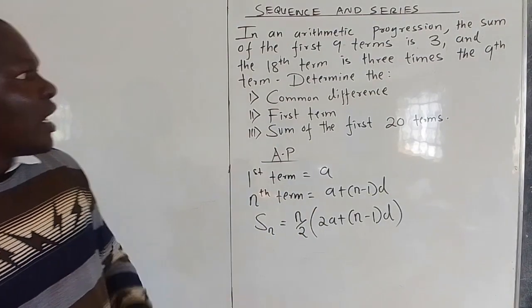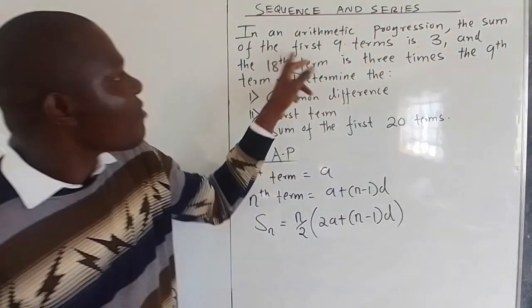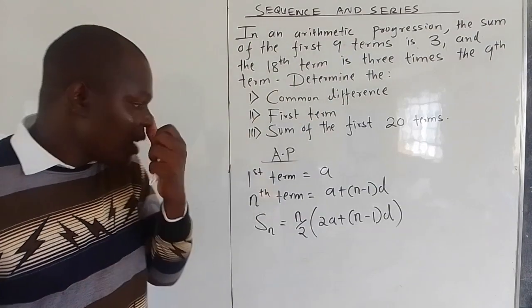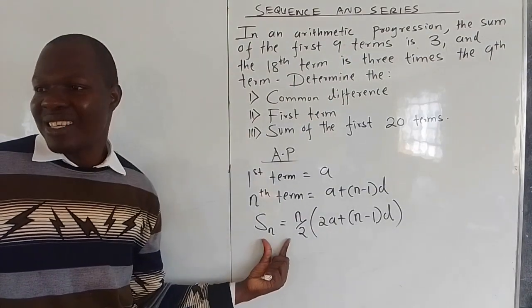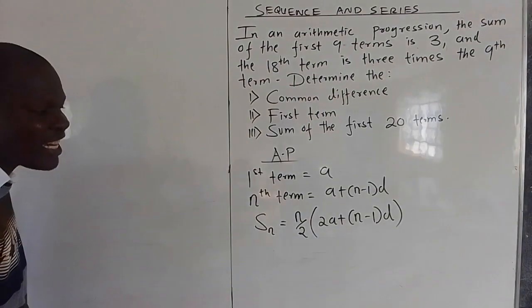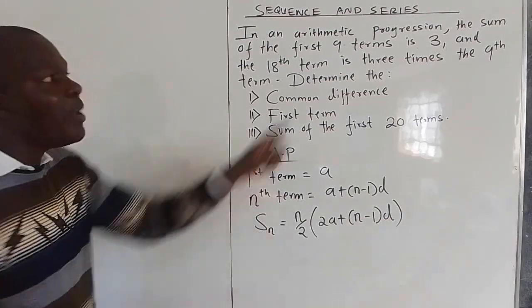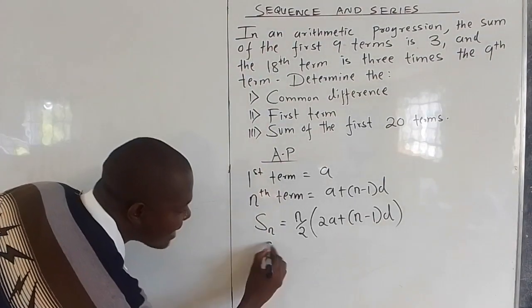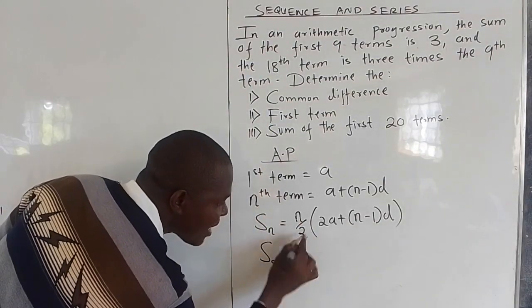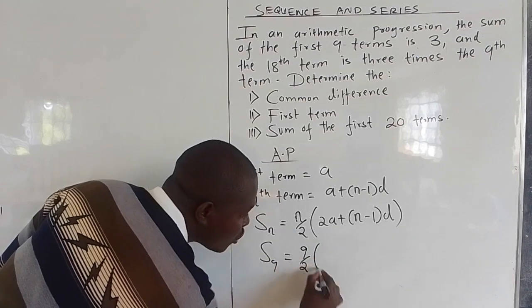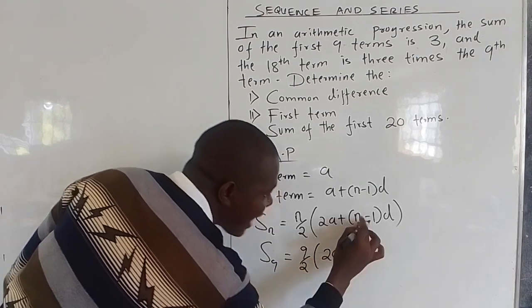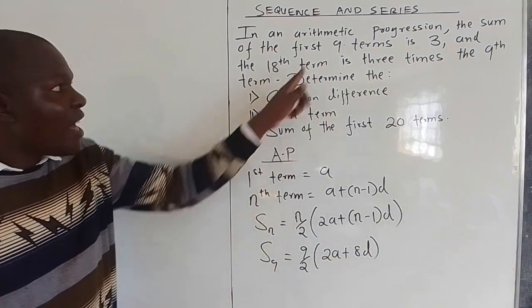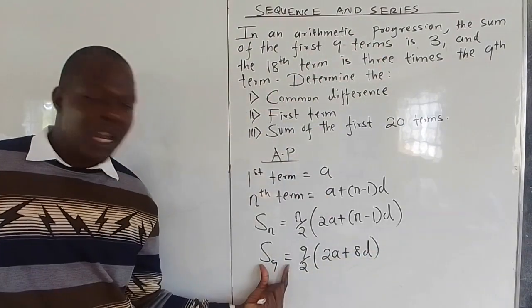So you start. The sum of the first 9 terms, meaning they are talking about the sum of the terms, so you go to the formula of the sum of the terms, isn't it? And in that formula, they are telling you to take n to be 9, meaning where there is n you put 9. So S9 is equal to 9 over 2, then into 2a plus 9 minus 1, which is 8d. They are telling you the sum of the first 9 terms, so this is the formula for S9.